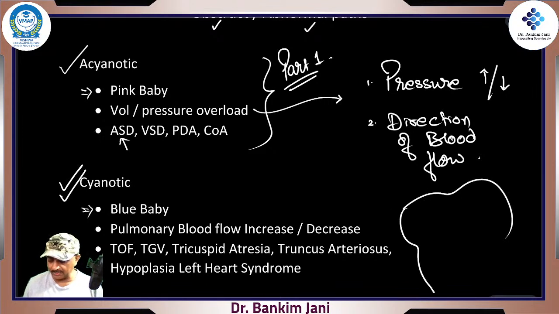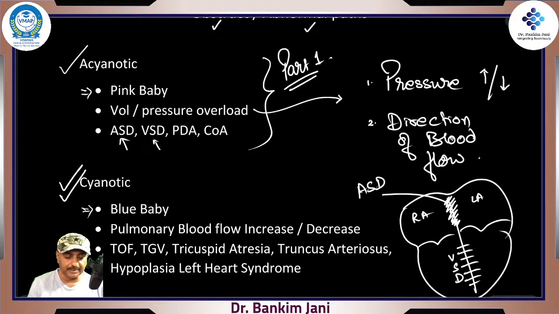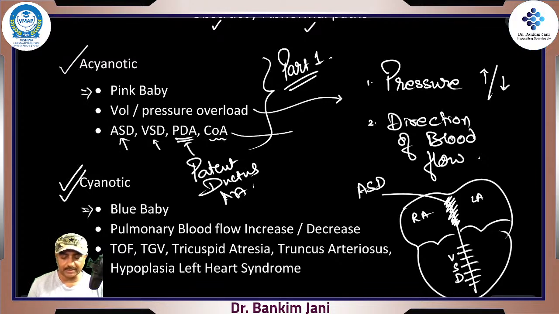ASD is atrial septal defect. If we draw the heart, like our standard drawing, this is the atria, the atrial septum. This is the right atrium, this is the left atrium. So ASD would occur over here, in the septum between both of them. Similarly, this one would be the VSD, ventricular septal defect. PDA is the patent ductus arteriosus. You know what the ductus arteriosus is.